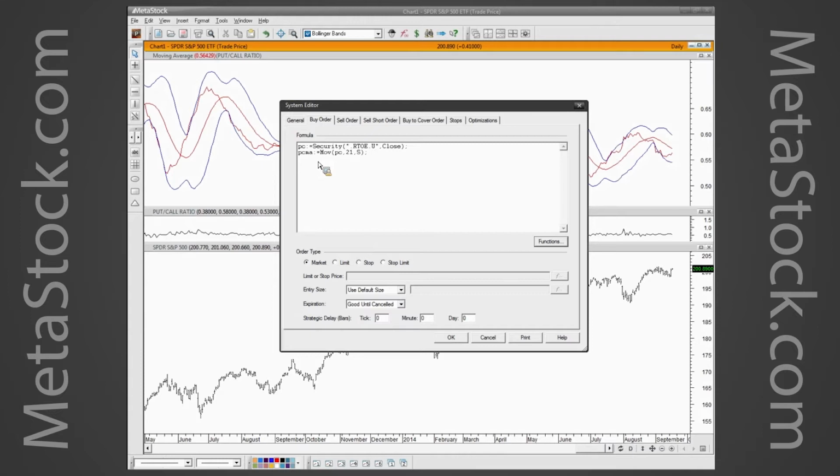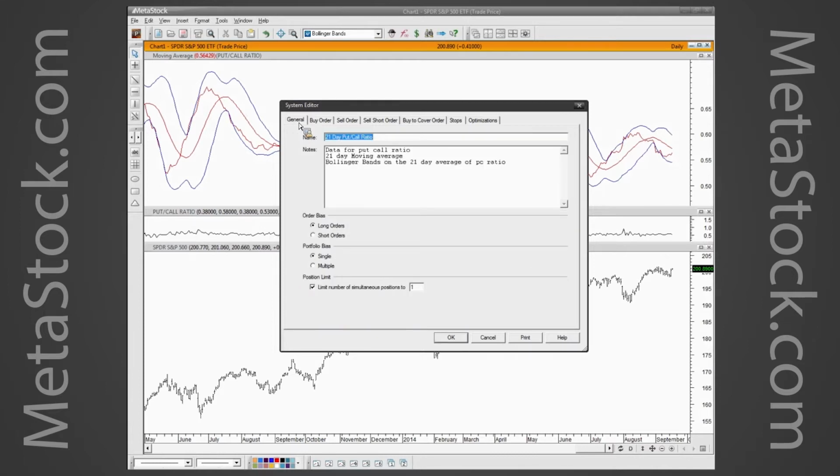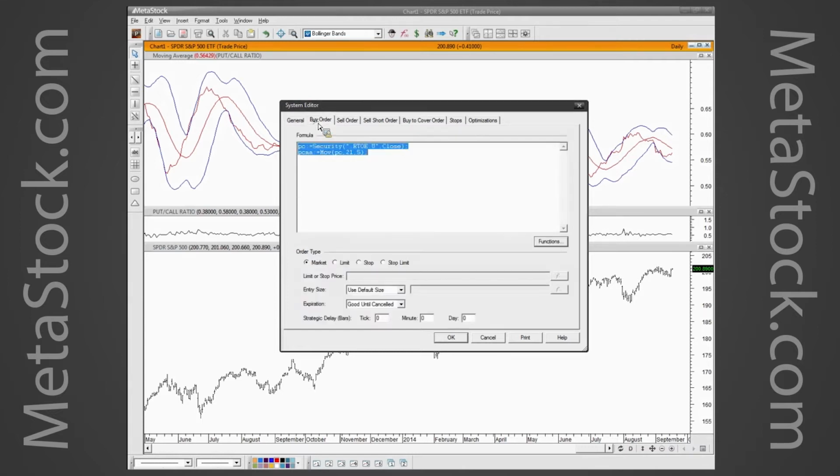Okay, so that gets us what we need for our 21 period moving average. Then the next thing we need to program is what we're doing with the Bollinger Bands. For catching a top in the moving average, or a peak, we want to know when the moving average goes above the upper Bollinger Band and then begins crossing back down below it.